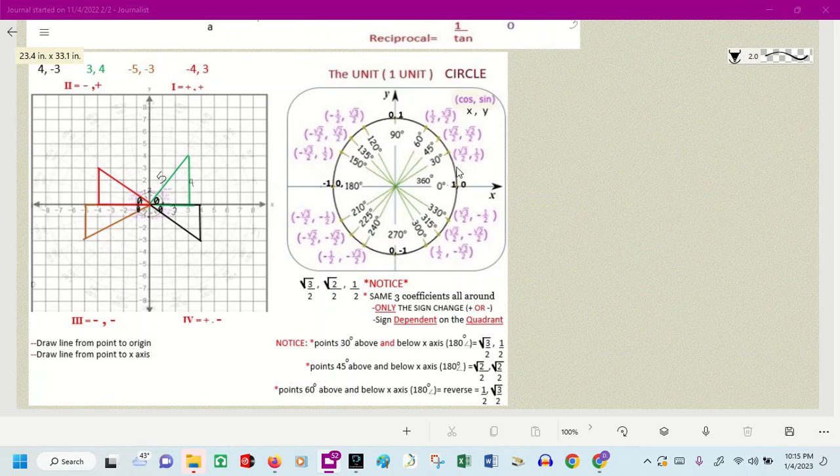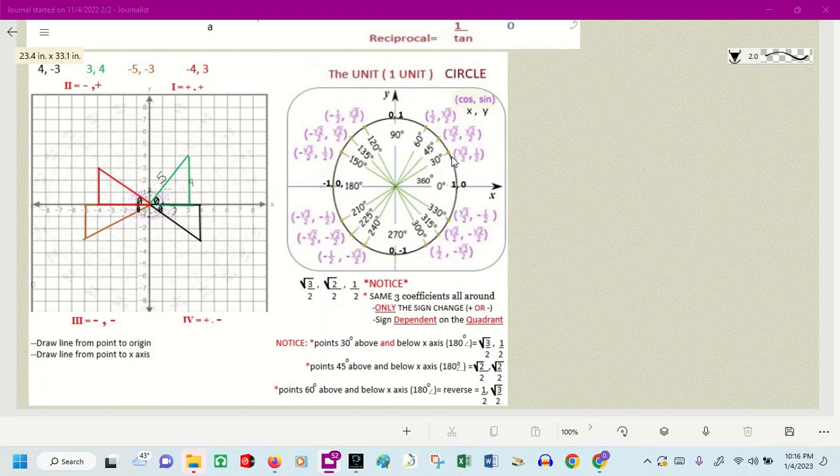Your 30 degree, 45 degree, and your 60 degree. 3 even dots. Do the same thing in each quadrant. What do you know about your numbers that are 30 degrees from your x-axis? Same number. Square root 3 over 2. Put it in on all 4.